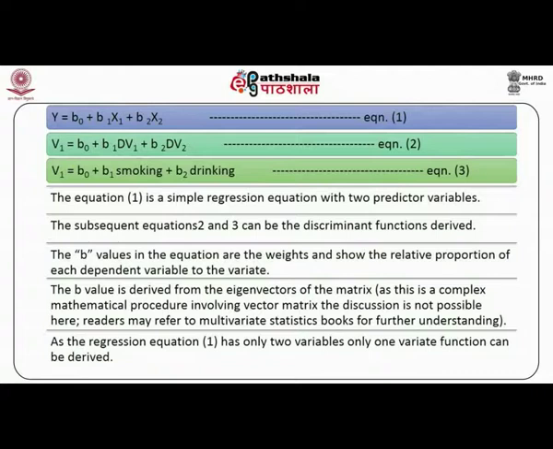See, equation 1 is talking about only the variables, equation 2 talks about the dependent variables, and the third equation translates into the variables that we have used and makes it more meaningful for the readers. Equation 1 is a simple regression equation with two predictor variables. The subsequent equations 2 and 3 can be discriminant functions derived. The B values in the equation are the weights and show the relative proportion of each dependent variable to the variate. Now this B value is something that we have done in multiple regression also.